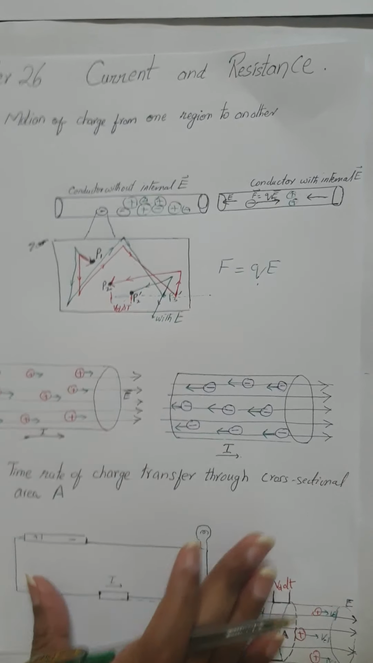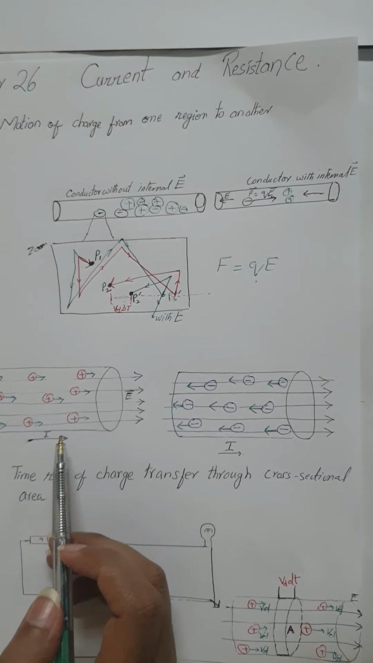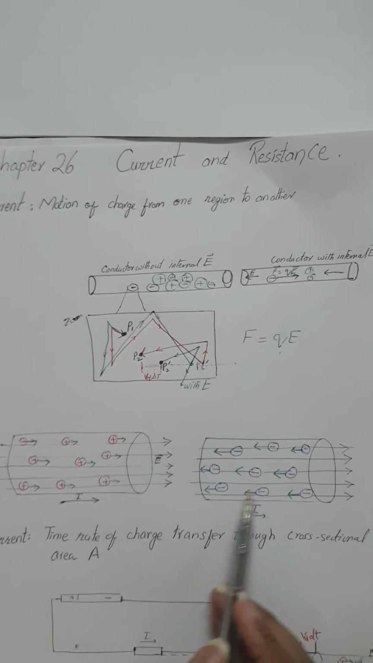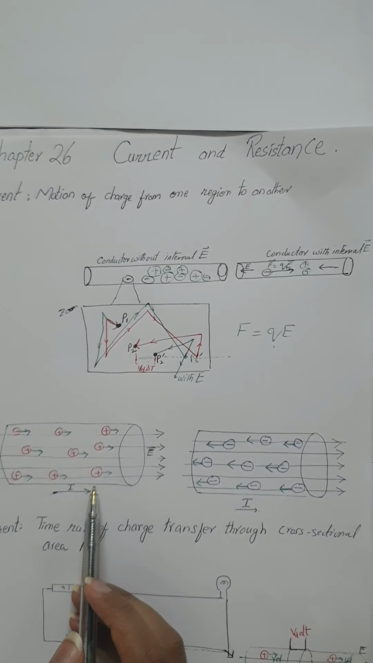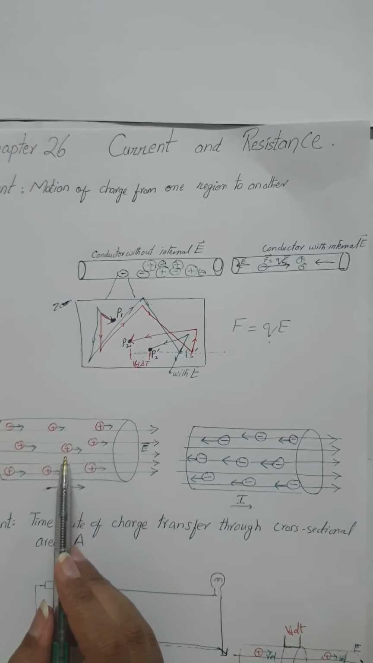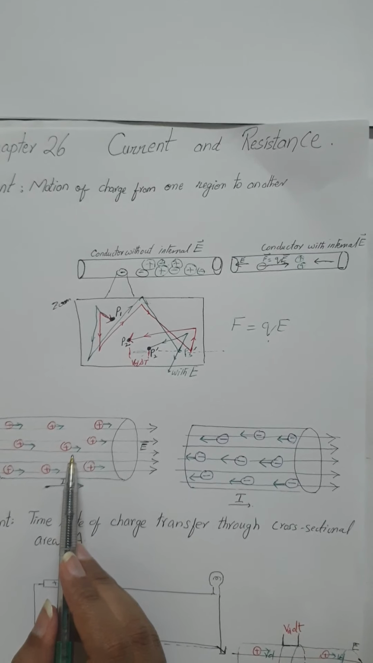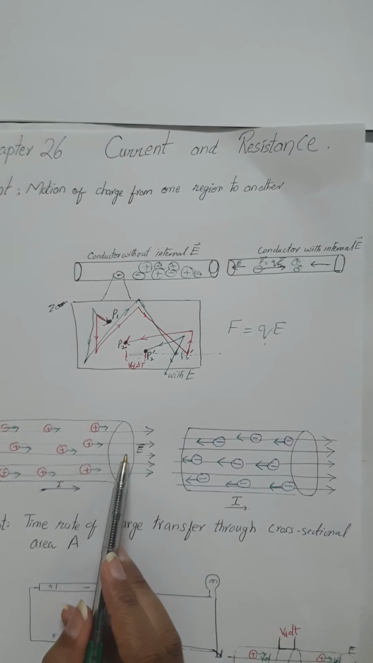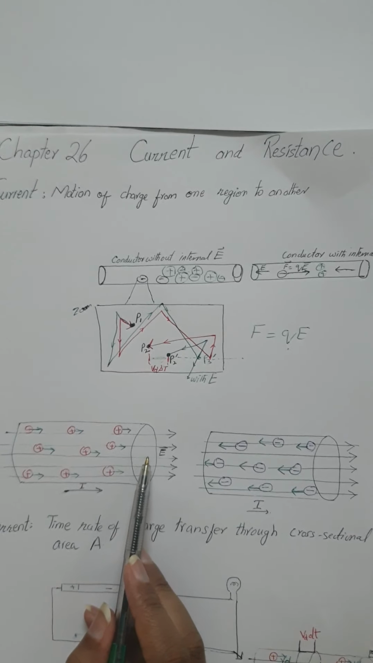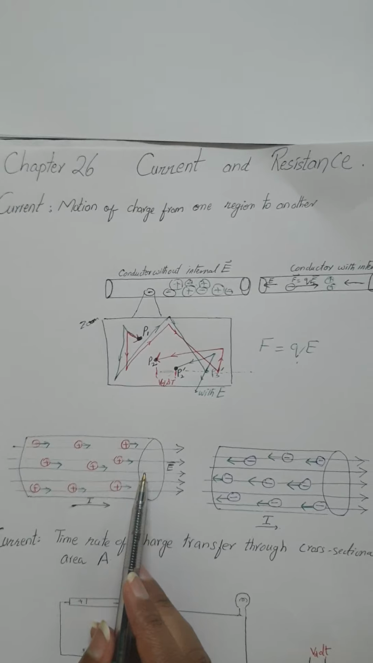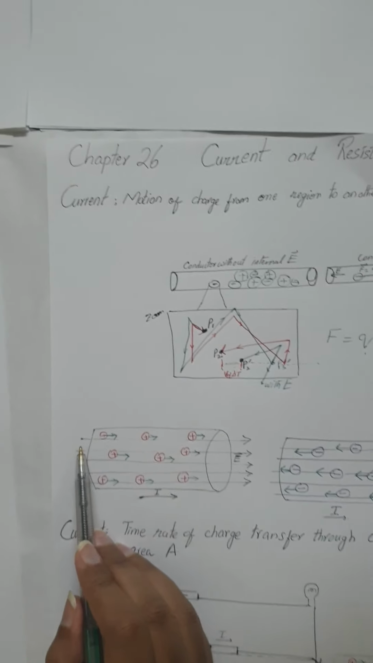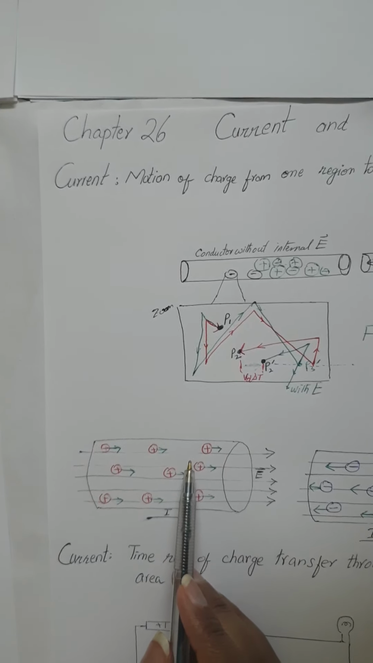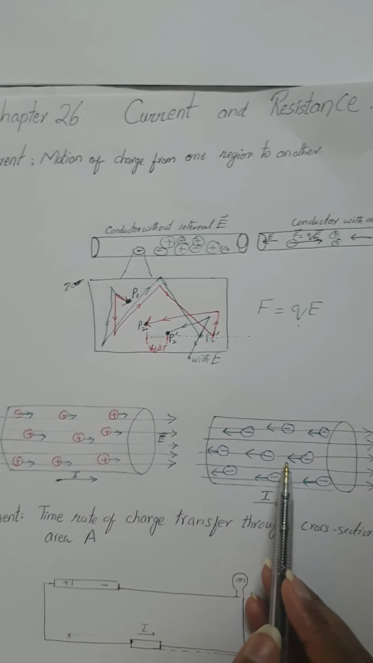So here this figure shows segments of two different current carrying materials. Here the moving charges are positive. The electric force is in the same direction as the direction of electric field, and the drift velocity is from left towards right. In this one, the charges are negative.